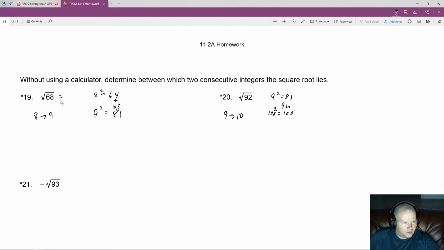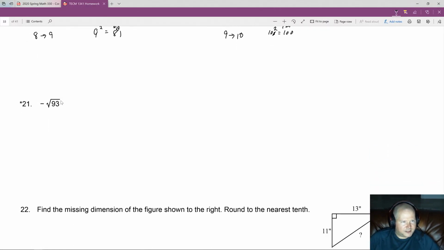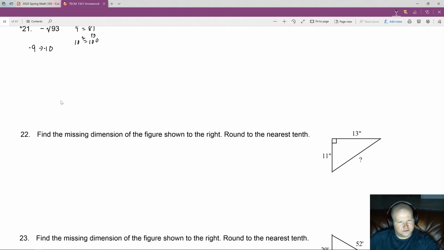Next, we have a negative square root of 93. Same kind of process as the previous problem. We know 9 squared is 81. 10 squared is 100. Since 93 is in between there, we know it must be somewhere between 9 and 10. But this one's a little bit different in that since there's a negative in the front, it's somewhere between negative 9 and negative 10.